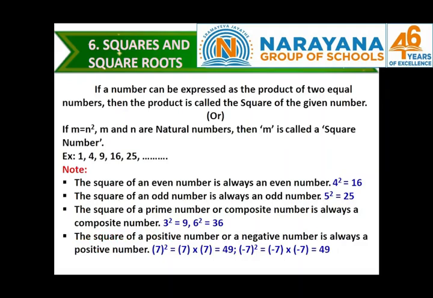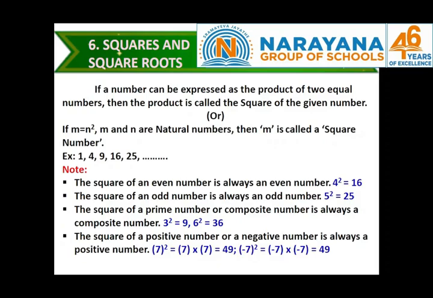So, this is the definition of a square. If a number can be expressed as the product of two equal numbers, then the product is called the square of the given number. Or in mathematical statement form, if m is equal to n square, that is in notation, n power 2, where m and n are natural numbers, then m is called a square number. So here m I am going to express as a product of two factors n into n. That I represent with n power 2. In the exponent we need to write the 2.